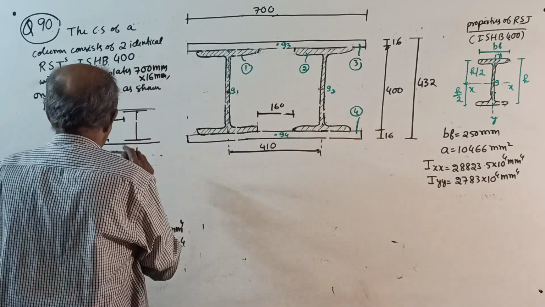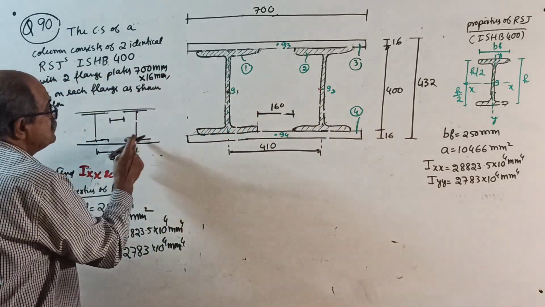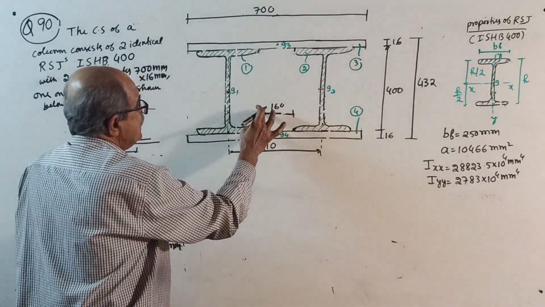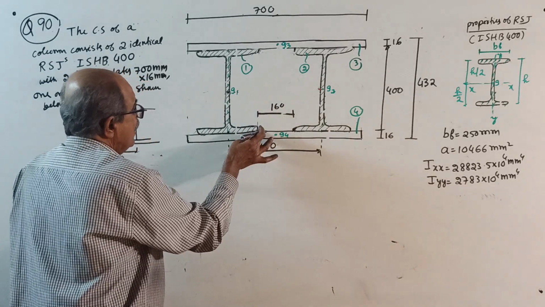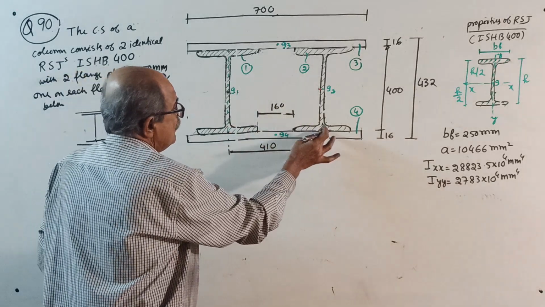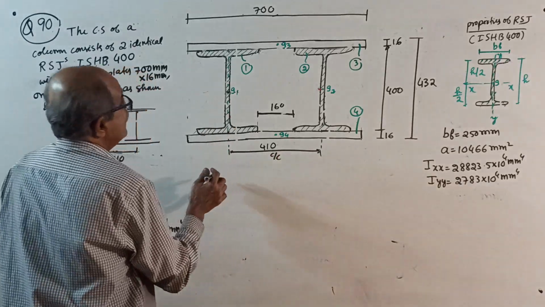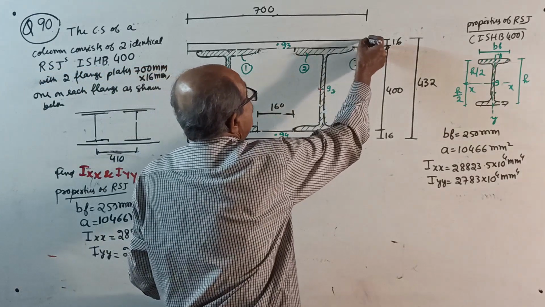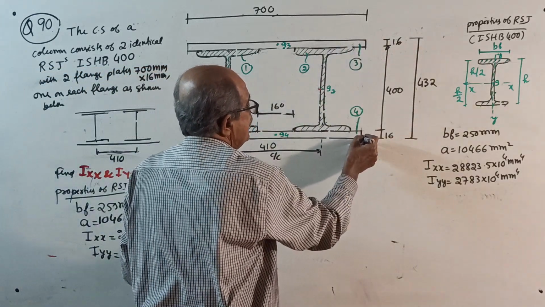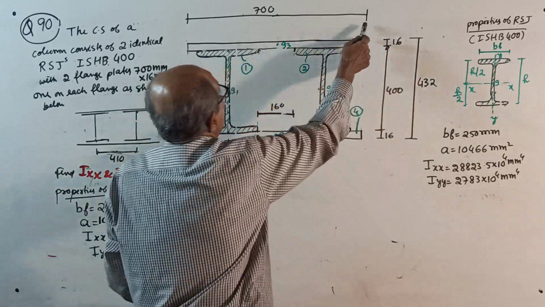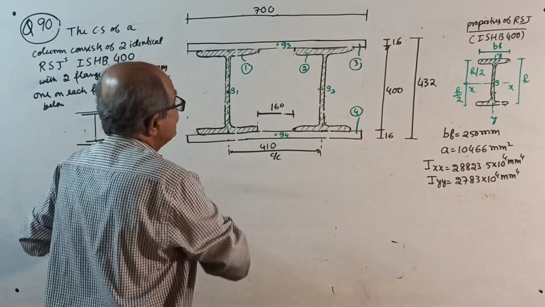Or, if in the question they give the clear distance 160, mark 160 here, then 160 plus half of 250 plus half of 250, you will get 410. This 410 is center to center. Now, this is 16 and this is 16. So 16 plus 16, 32, plus 400 is 432. Full depth is 700. Mark XX and YY.